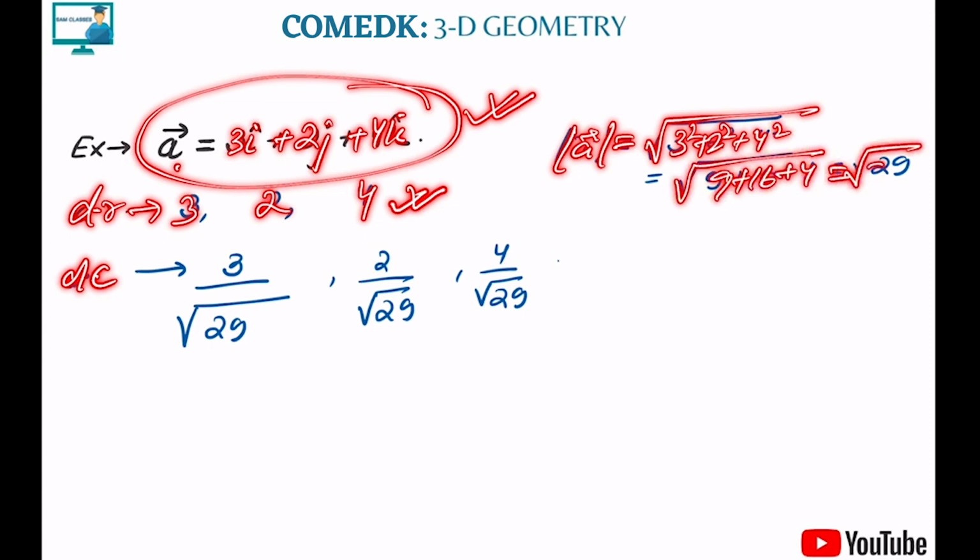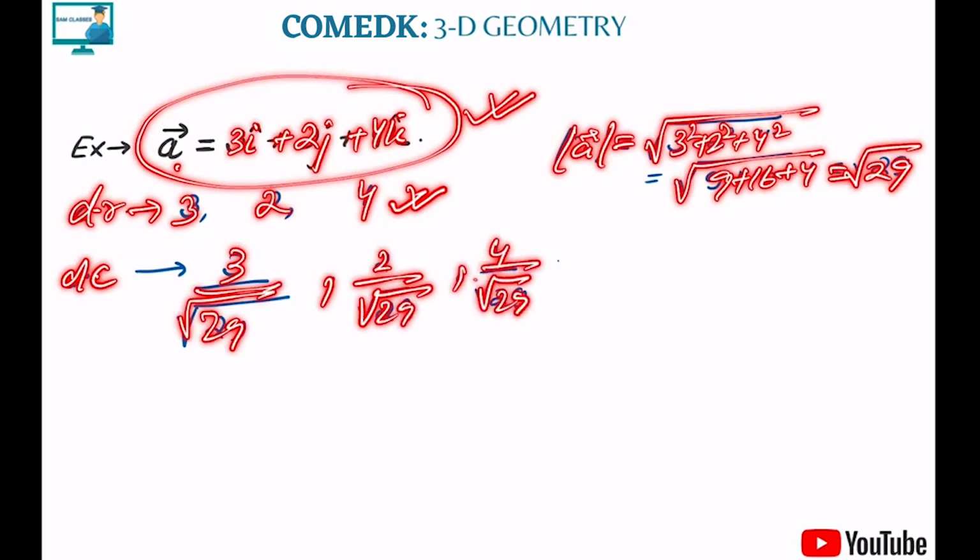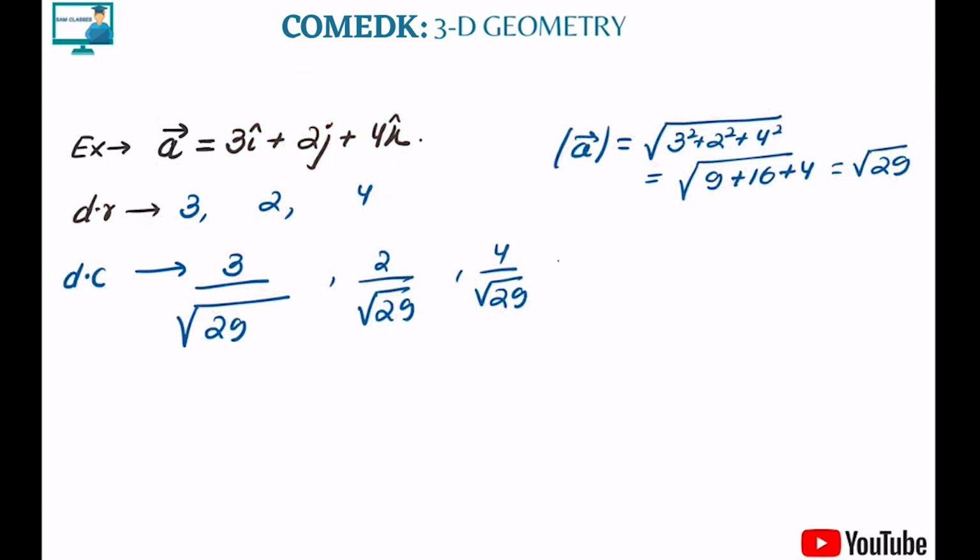That is equal to root 29, correct? So let's divide it: 3 by root 29, comma, 2 by root 29, and comma, 4 by root 29. That's it. Clear, everybody? Okay.